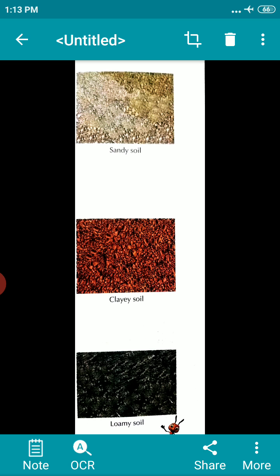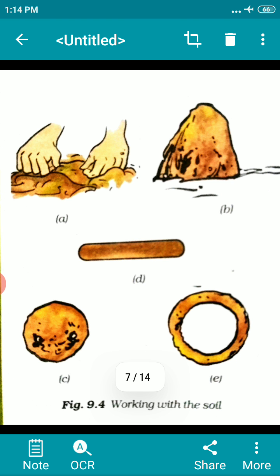Now the next one is the properties of loamy soil. Loamy soil means the amount of sand and clay will be almost equal, the same proportion. It contains silt particles also. Loamy soil also has humus in it. It has the right water holding capacity for the growth of plants. The best topsoil for growing plants is loam. So we can see the clay soil, sandy soil and the loamy soil. These three types of soil have different proportions of sand, clay and humus particles.